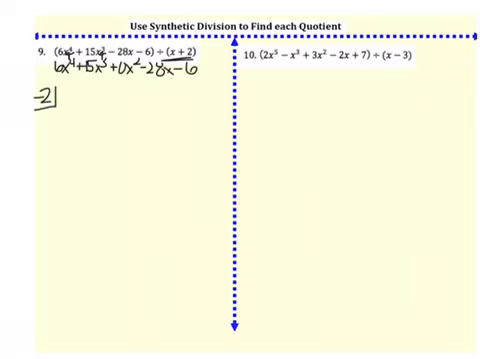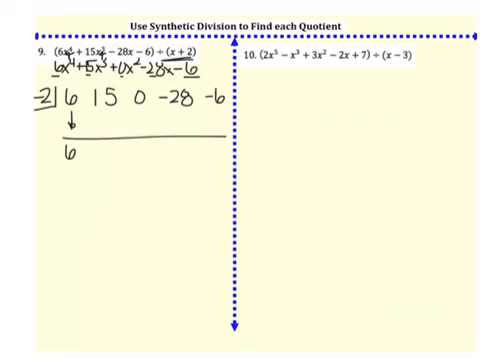So these are the coefficients I want to write in front, or the outside of the box. So I have 6, 15, 0, negative 28, and negative 6. So we're going to carry this 6 down, multiply outsides to get the inside. So I'm going to get negative 12, add straight down then, I get 3. Negative 6, add straight down, negative 6. Multiply the outsides, add straight down. Multiply the outsides, add straight down.